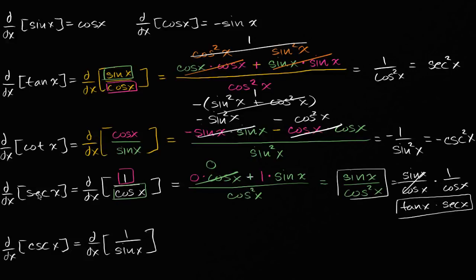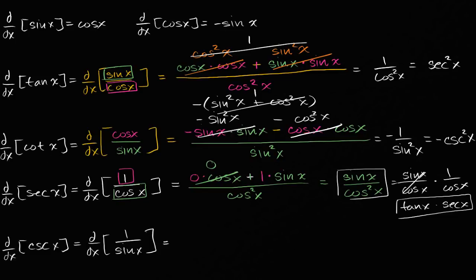Cosine's reciprocal isn't cosecant, it is secant. Once again, opposite of what you would expect. That starts with an S, this starts with a C. That starts with a C, that starts with an S. Just the way that it happened to be defined. But anyway, let's just evaluate this. Once again, we'll do the quotient rule, but you could also do this using the chain rule.